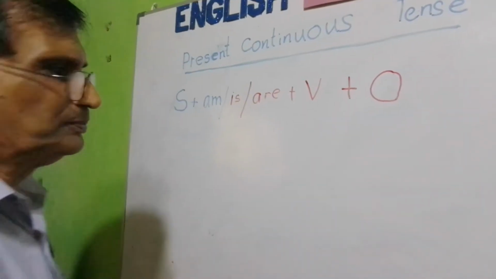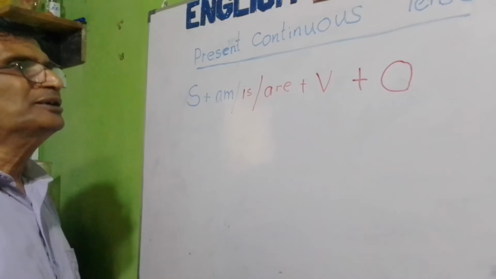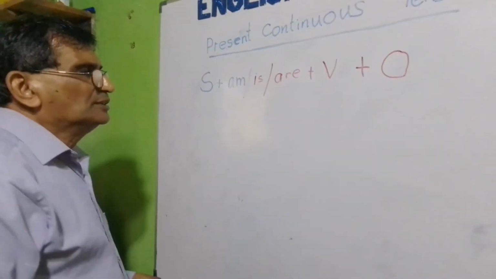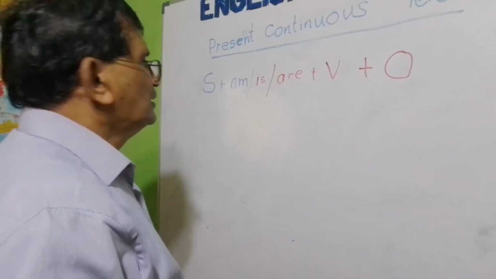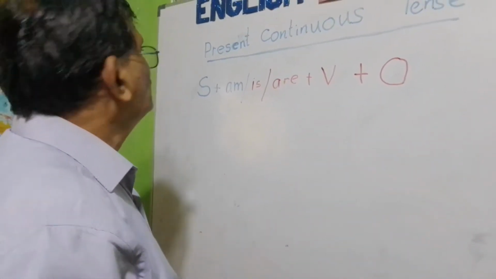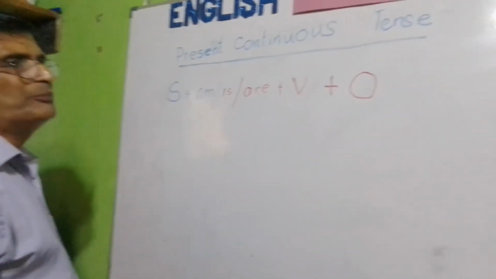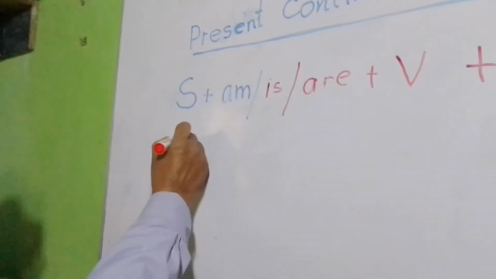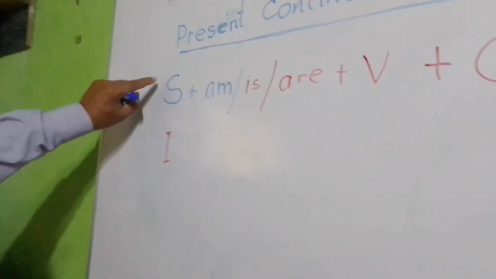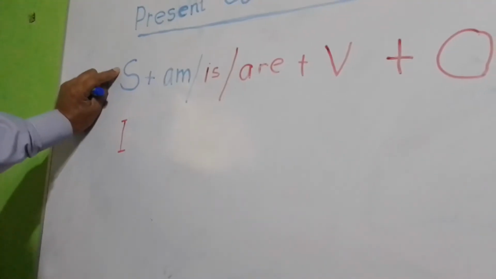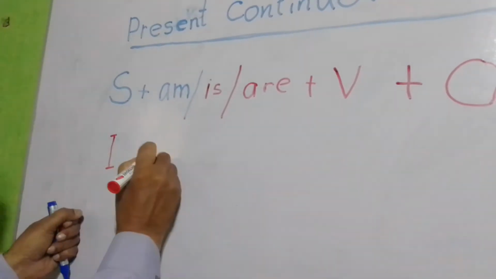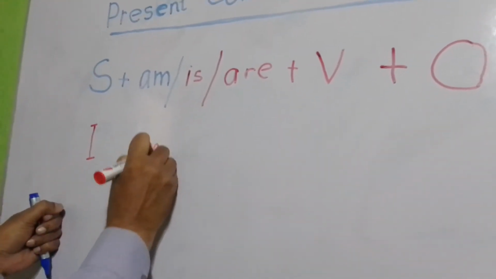Okay, students? We will take an example. I will say in Sinhala, Mama gedara yami. So, students, what do we use for the subject? Mama gedara yami. We use I for the subject. When you use I for the subject, I told you that we have to use the auxiliary verb am. Okay. I am.